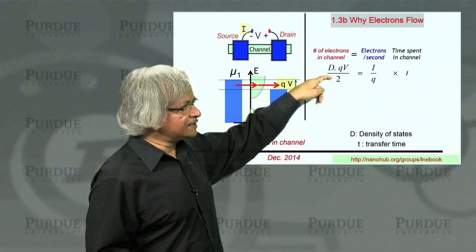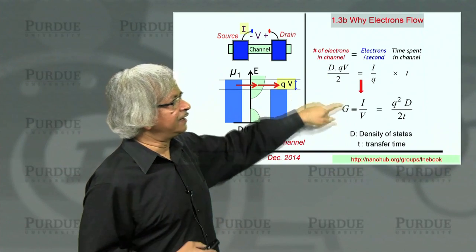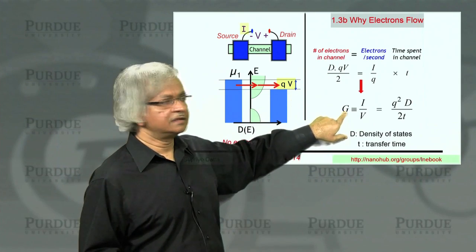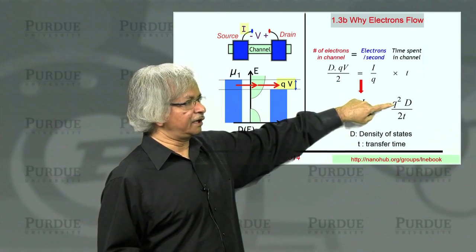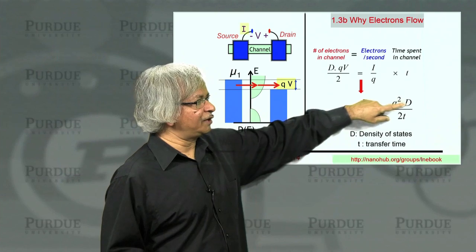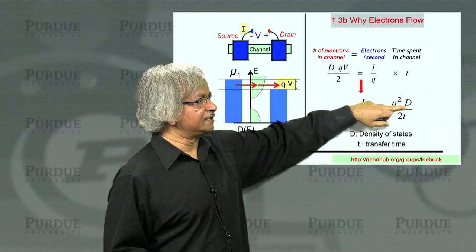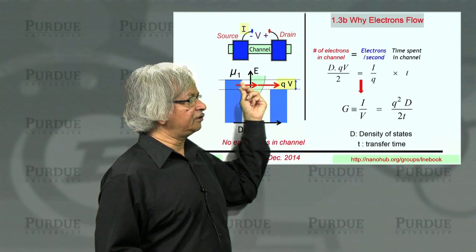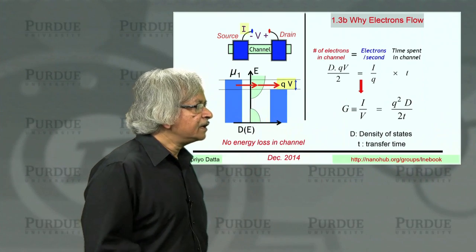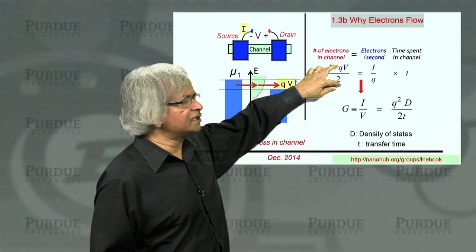But if you accept this, then you immediately get an expression for the conductance. Current divided by voltage, just simple algebra, and you get Q squared D over 2T. So that's the density of states, and that's the time it takes for an electron to get from left to right. So where did this equation come from?